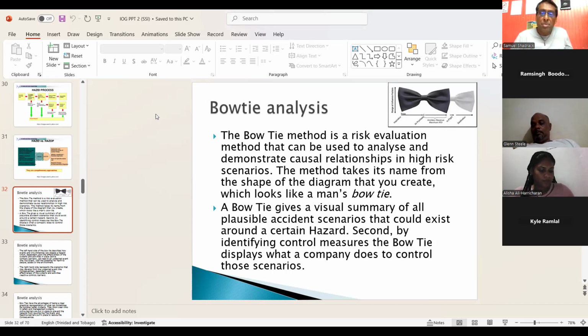Taking it from here, the bow tie method is a risk evaluation method that can be used to analyze and demonstrate causal relationships in high-risk scenarios. The method takes its name from the shape of the diagram that you create, which looks like a man's bow tie. The bow tie gives a visual summary of all plausible accident scenarios that could exist around a certain hazard. Second, by identifying control measures, the bow tie displays what a company does to control those scenarios.